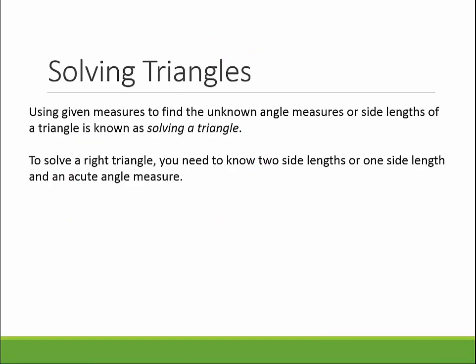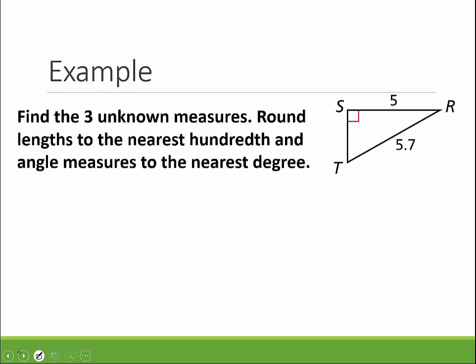So using measures to find unknown angles or side lengths is known as solving a triangle. To solve a right triangle, you need to know at least 2 side lengths or 1 side length and an acute angle measure, not the 90 degree. We have to know that it's a 90 degree to do any of this, but we have to know one of the other angles, because then we can use the third angle theorem, and then we can do inverse trig functions to solve for some sides.